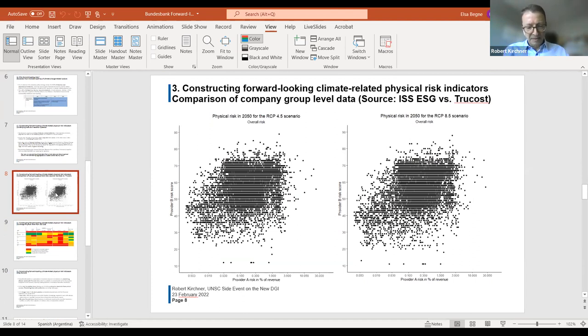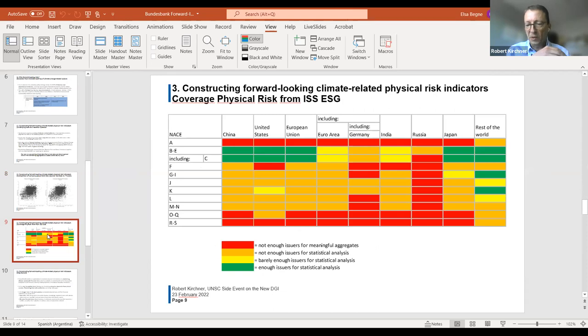So what we immediately see is that quality issues arise. So source A can assign a low risk to an enterprise group, and source B can assign a high risk to the same enterprise group. And robustness checks of results based on the data from different data providers are needed for drawing reliable conclusions with regard to forward-looking climate-related risks, but I think that's relatively typical. On the next slide, we see that we cannot expect miracles from available data sources.